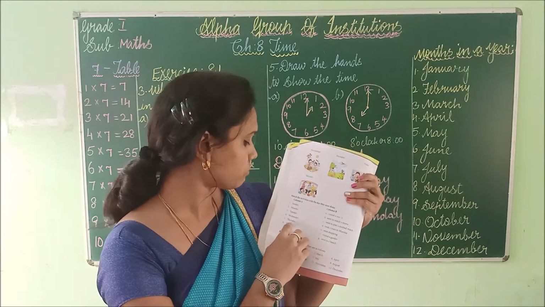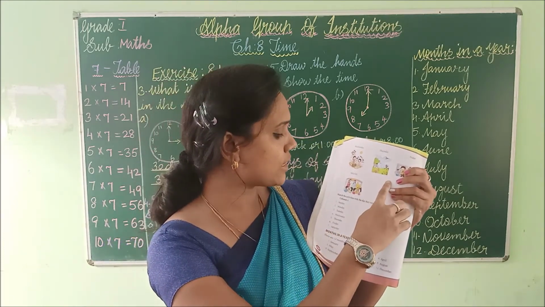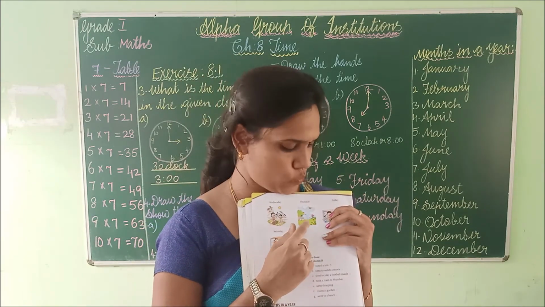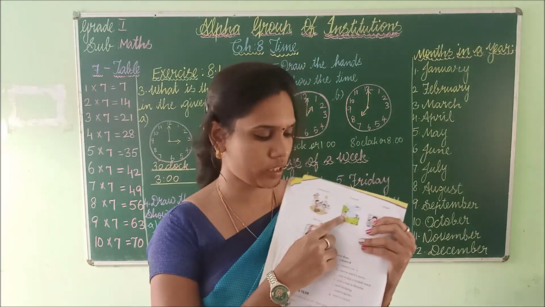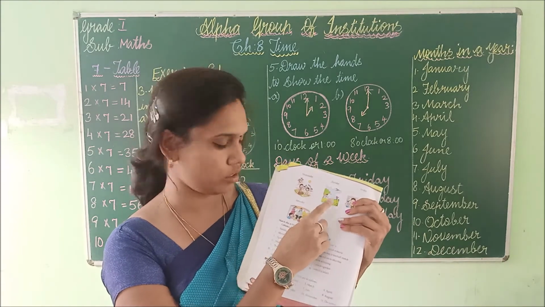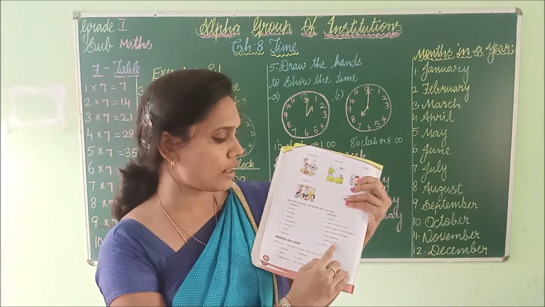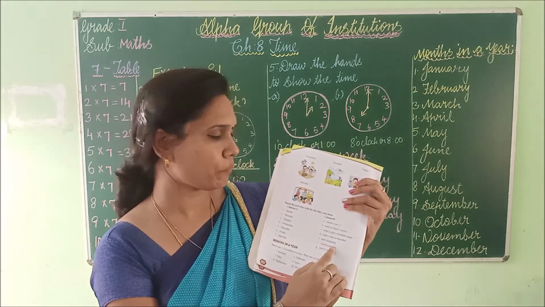Fine. What is the next day? Thursday. What is he doing on Thursday? He has visited a garden. He is playing in the garden. See, Thursday. Find out the answer here. Visited a garden. Okay. Fine.